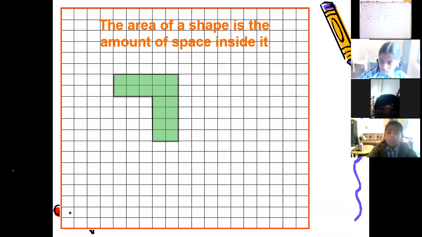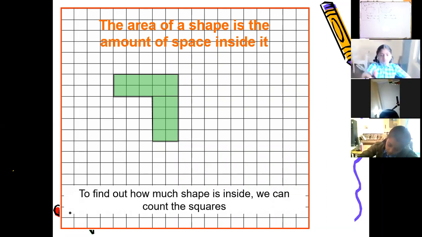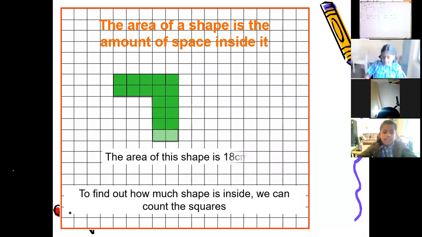Sir, should we also find the perimeter? No, only area they are asking, no? Area. You have to count the boxes. How many boxes? Sir, that will be the area. Sir, area is equal to 18 square centimeter. 18 square centimeter.